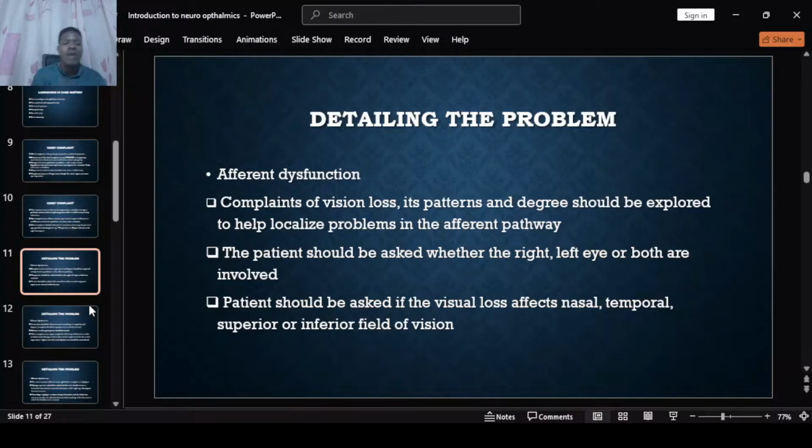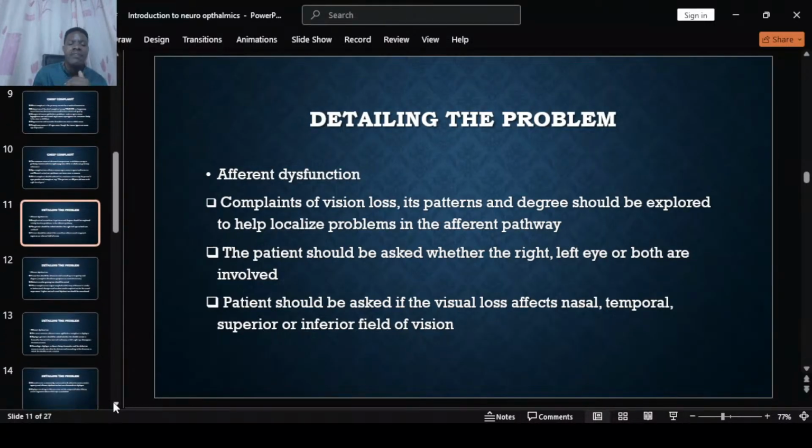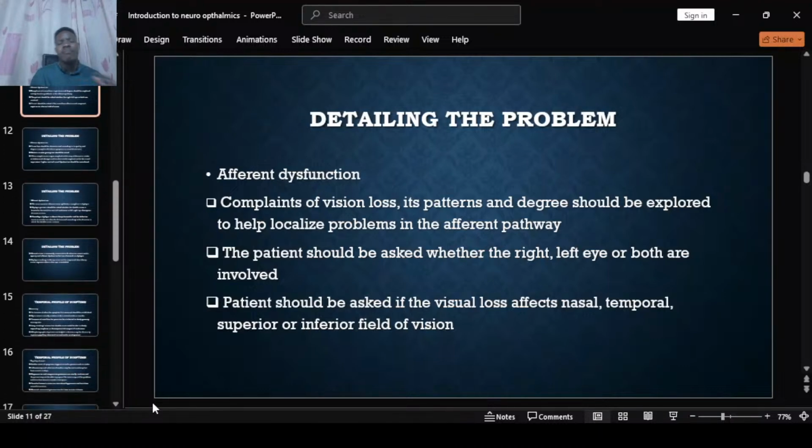Let's look at detailing the problem. Remember I said earlier that every time we see a case in the clinic, we want to categorize it into afferent, efferent, or headaches and facial pain. So let us look at afferent dysfunctions.